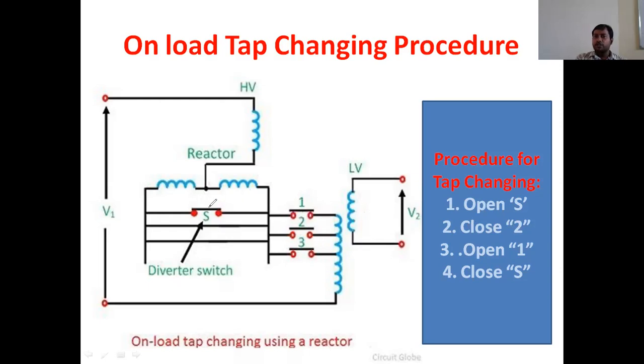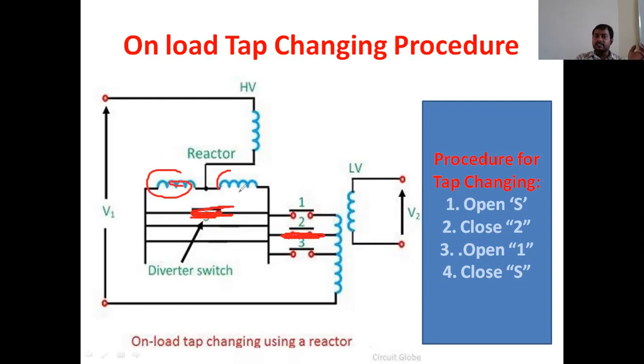Now we need to open this switch. Next we need to change the tapping position from 1 to 2, so 2 must be closed, and then we open the 1 position. That is the third step. And the final step is to close the switch S. Finally, the closed switches will be only S and 2.